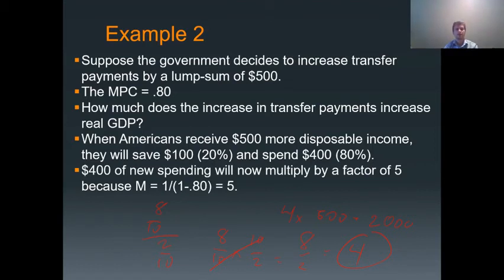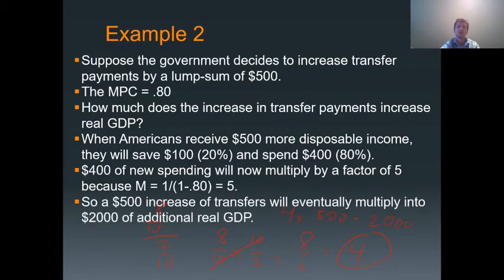So $400 of that new spending multiplied by 5 will equal $2,000. Like I said, I prefer using the tax and transfer multiplier directly, but you can do it that way as well.